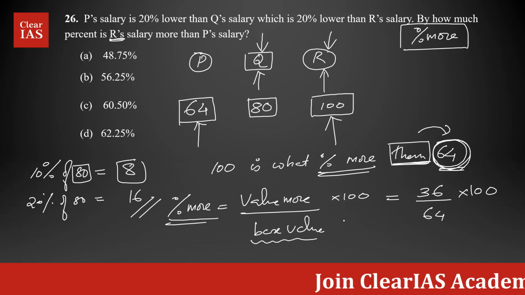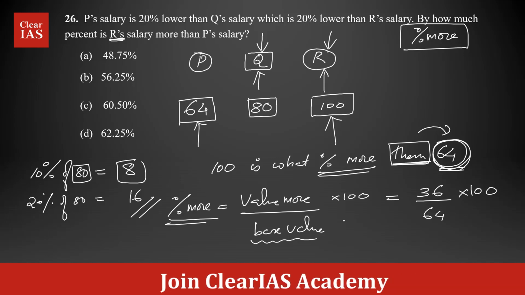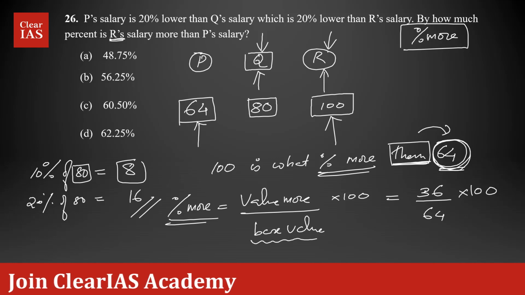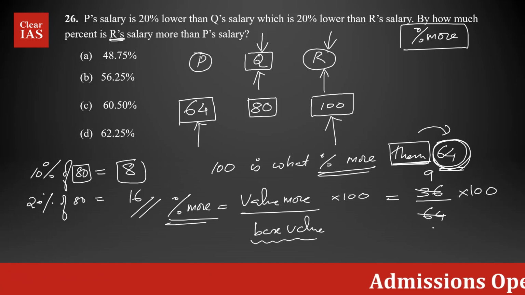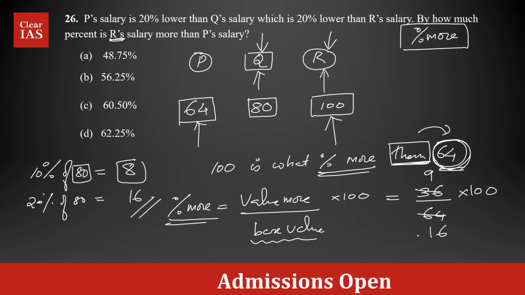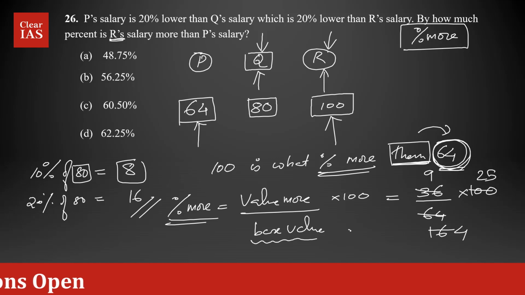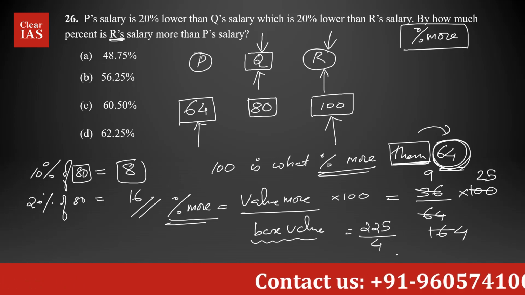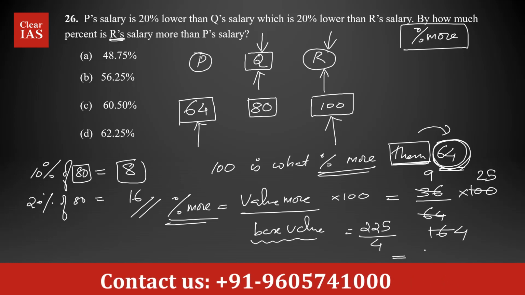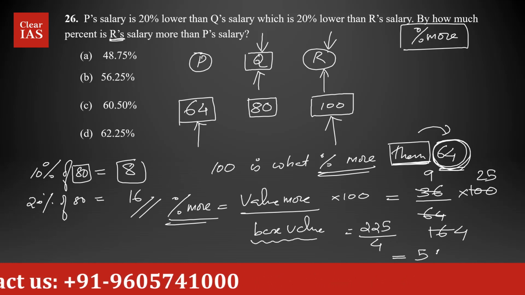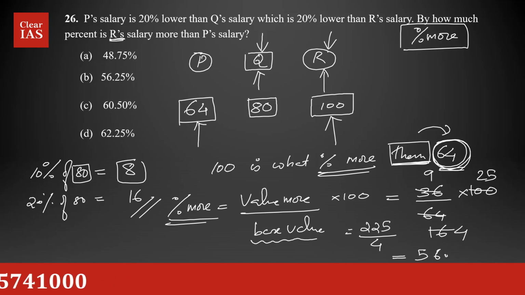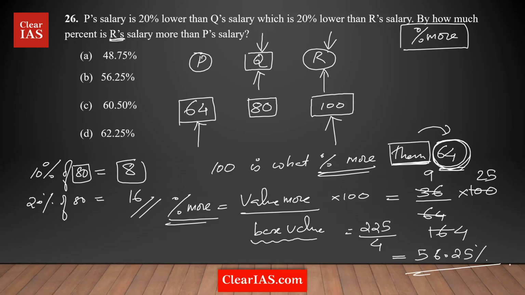One way you can solve it is by simplifying further. 36, I'm dividing by, let's say, 4. That's 9, and this is 16. Again, you can simplify by 4. This is 4 and this is 25. So 9 times 25 is 225 upon 4, which is nothing but 56.25. This is going to be the answer. So this is one way of solving it.